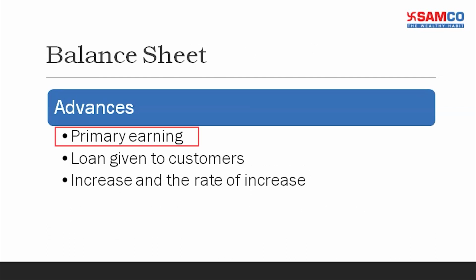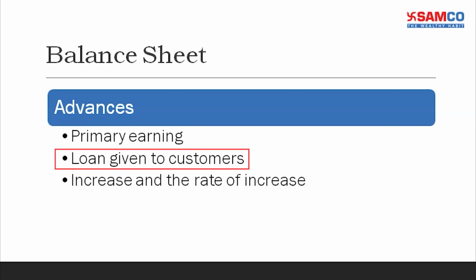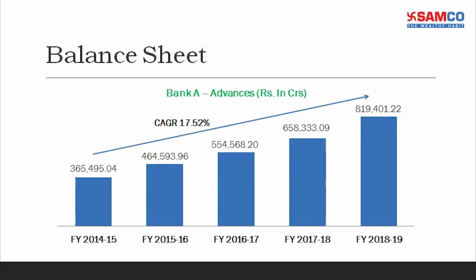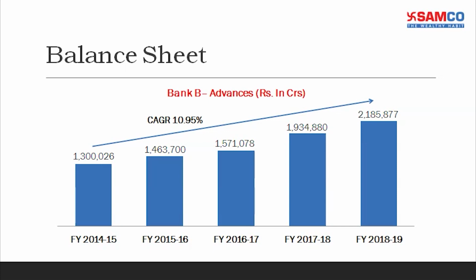Advances. Banks' primary earnings come from their assets. Now this is nothing but loans given to customers and hence it is considered as an asset in the business and is one of the most important metrics in stock analysis. Increase in advances and the rate of increase will inform us how the bank is growing its business. We can see that advances for Bank A grew at a CAGR of 17% over the last 5 years, whereas Bank B's advances grew at a CAGR of close to 11% over the past 5 years.